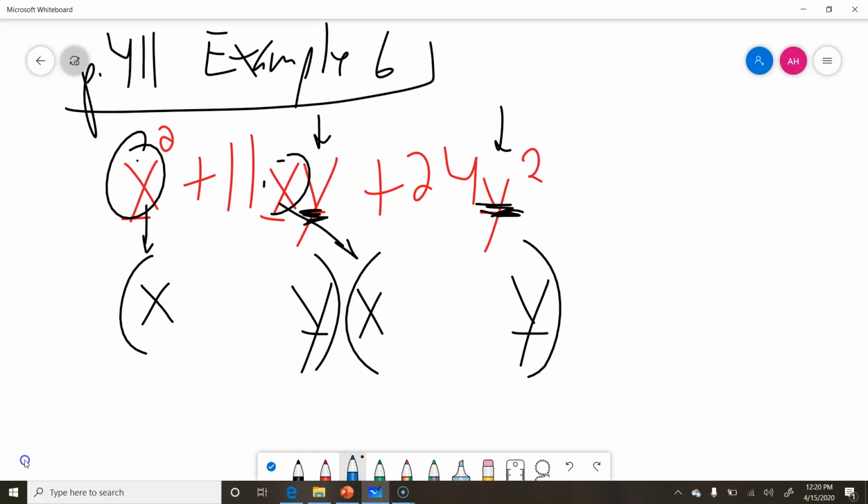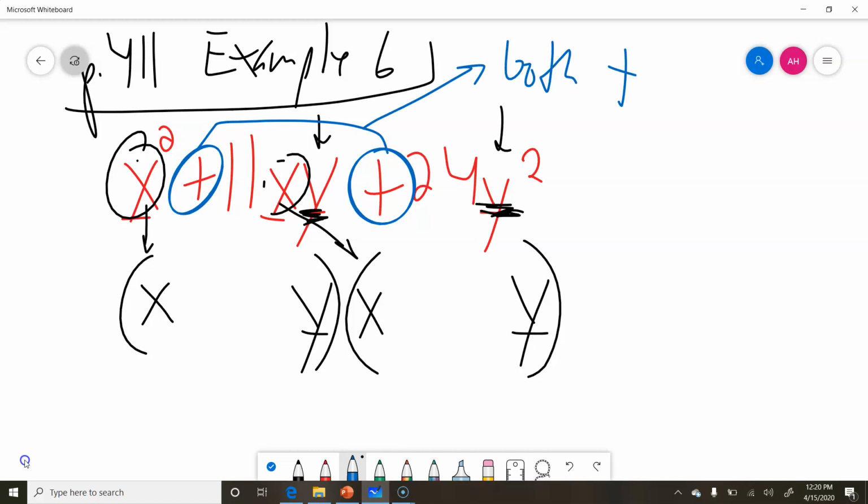Now let's look at the signs. This is positive and this is positive. When we have two positives, that equals both positive. So I can come down here and write plus, plus. So now that leaves me with one final step, and that is to see what I need to do with this 24 right here.